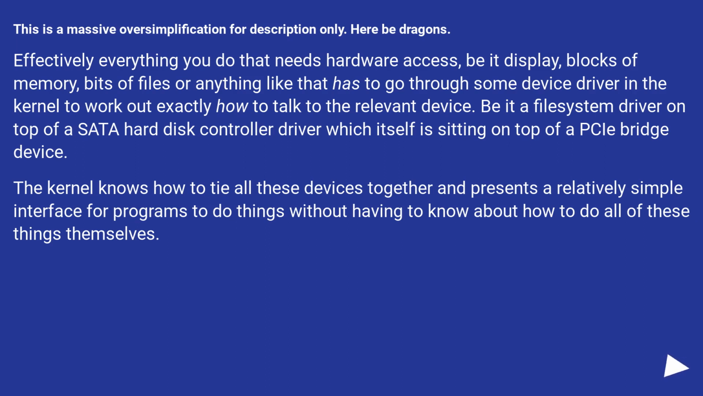This is a massive oversimplification for description only. Here be dragons. Effectively everything you do that needs hardware access, be it display, blocks of memory, bits of files or anything like that, has to go through some device driver in the kernel to work out exactly how to talk to the relevant device. Be it a file system driver on top of a SATA hard disk controller driver, which itself is sitting on top of a PCI bridge device. The kernel knows how to tie all these devices together and presents a relatively simple interface for programs to do things without having to know about how to do all of these things themselves.